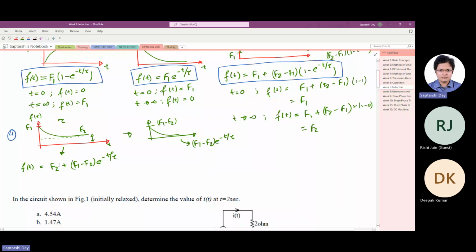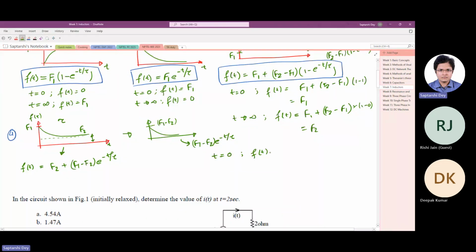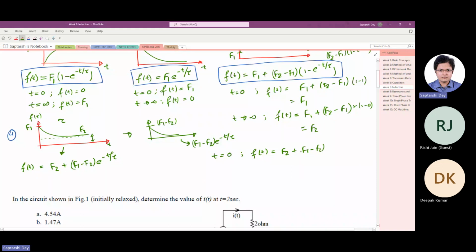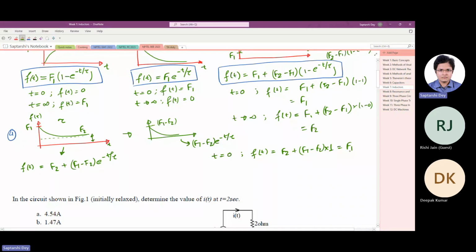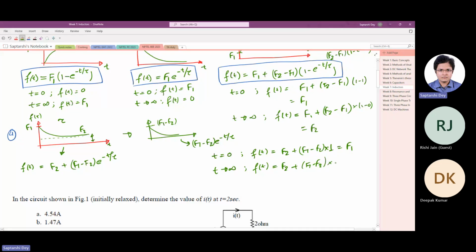Now similarly for this case also you can verify that if you put t equals 0, what you get is f2 plus (f1 minus f2) times e to the power 0, which is 1, so that comes out to be f1. So at t equals 0, it's f1, matches. And if you put t tends to infinity, steady state, f(t) equals f2 plus (f1 minus f2) times e to the power minus infinity, which is 0. So what you get is f2. Both of them match.